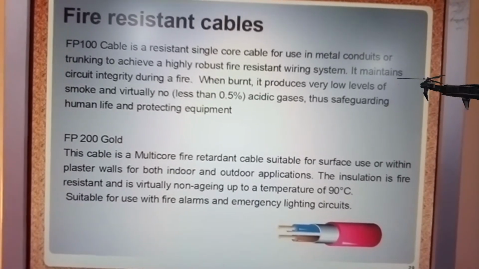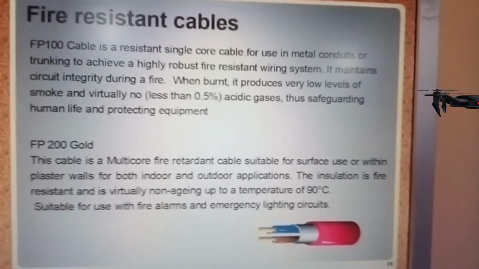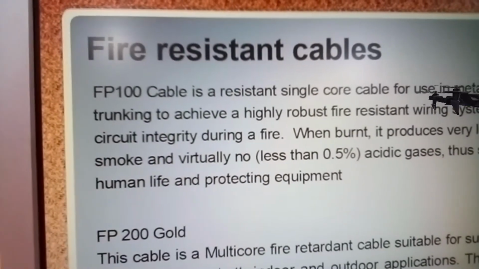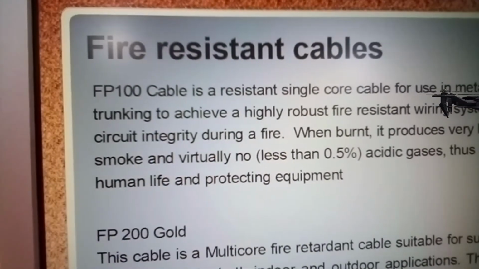Fire resistant cables, FP100, FP200. Let's just make sure you can get this yourselves here.